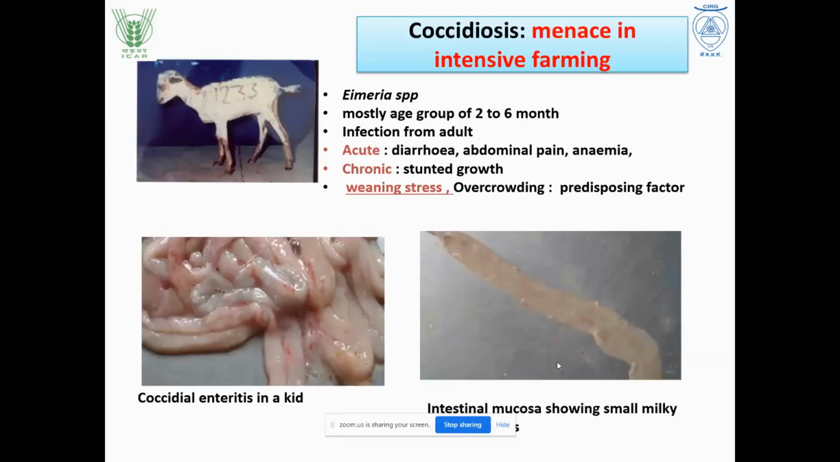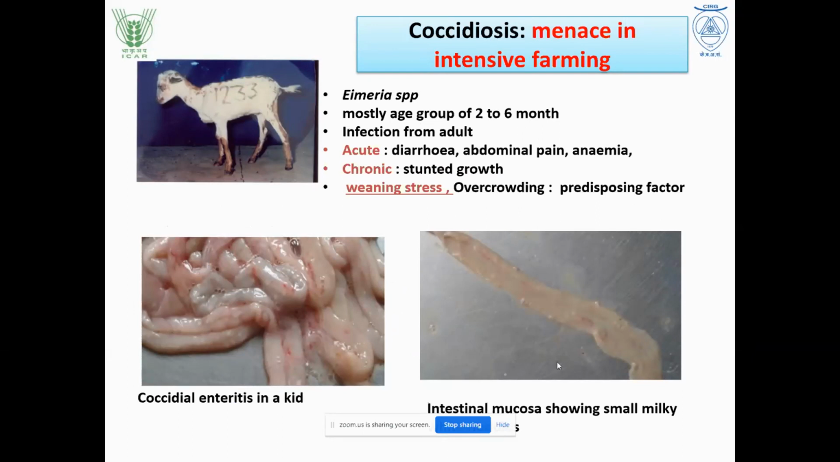In the younger animal, at 2 months, 3 months of age, coccidiosis is one of the clinical problems, especially in the intensive system of management. This is a protozoan disease, and the infection is generally gained from the adult animal. The younger animal shows different kinds of symptoms. Acute signs are sometimes diarrhea, pain, and anemia, and mostly it is a chronic one.